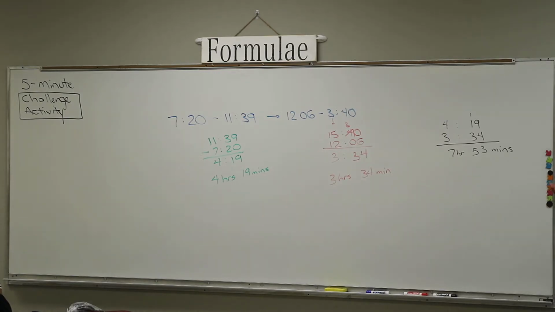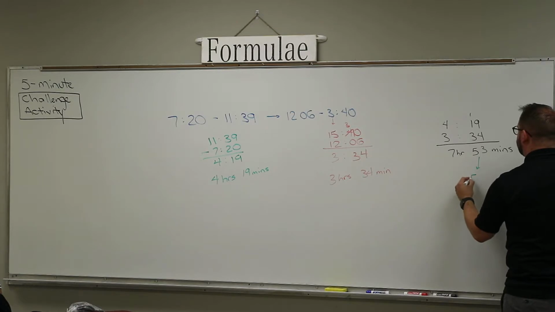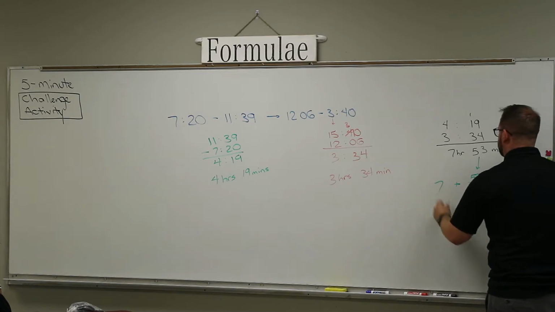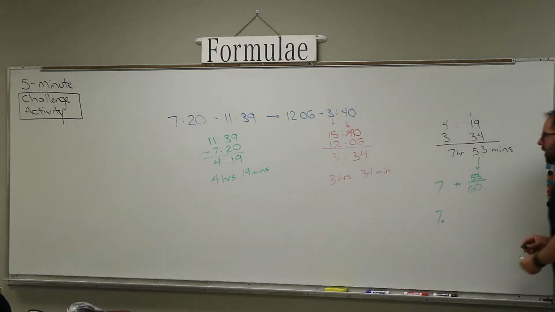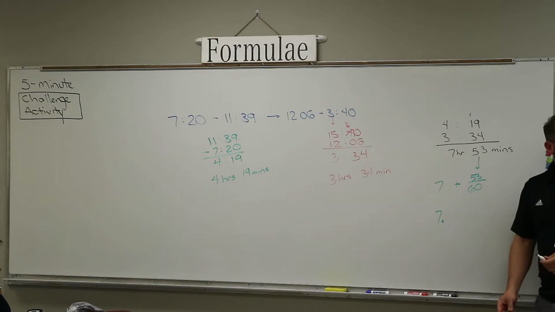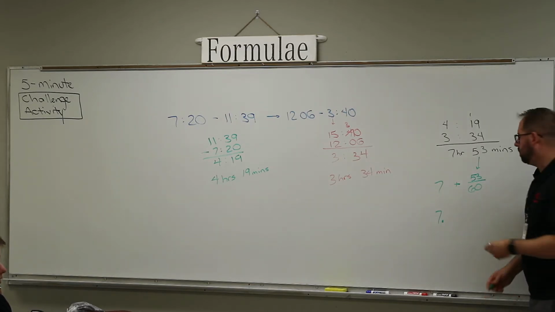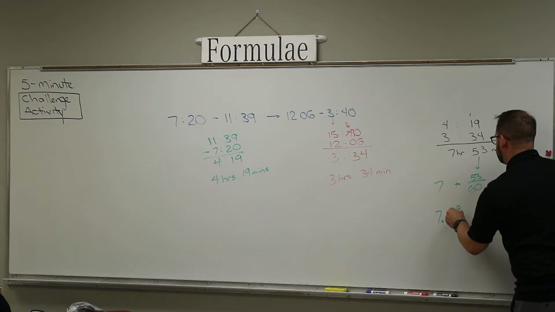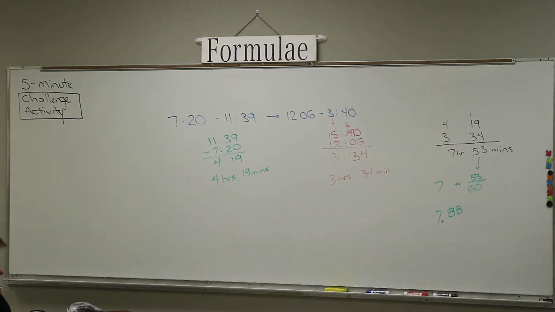All right, last step. I'm going to convert this to decimals and then go ahead and figure out what my actual hourly rate is. So converting this, I'm going to divide this by 60. So 53 divided by 60. And I'm going to add that to the 7. So 7.883333. Okay, so 7.88.